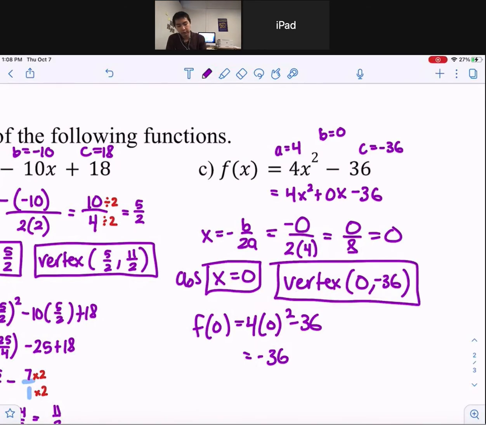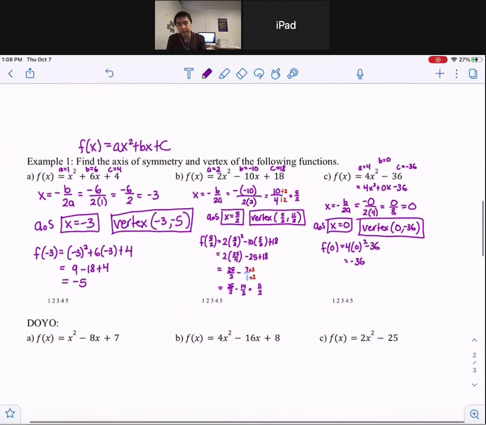Okay, so pause the video to see if you can do A, B, and C. Be very mindful of the x equals negative b over 2a part.